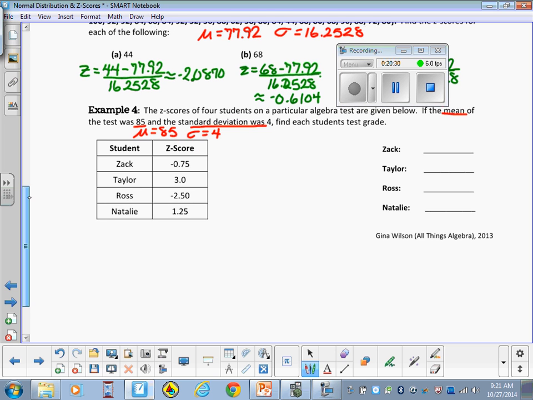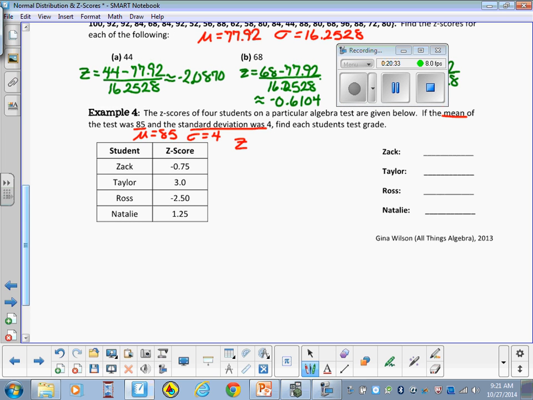after they've learned z-scores. Okay, so I'm going to take my formula, z equals the data point minus the mean divided by standard deviation, and I'm going to plug in the z-score for Zach. Negative 0.75 will equal his test grade minus the class average divided by the standard deviation. Now to solve this, I need to use my algebra skills. I'm going to multiply both sides by 4, so negative 0.75 times 4, and then I need to add the 85. And his score is an 82.